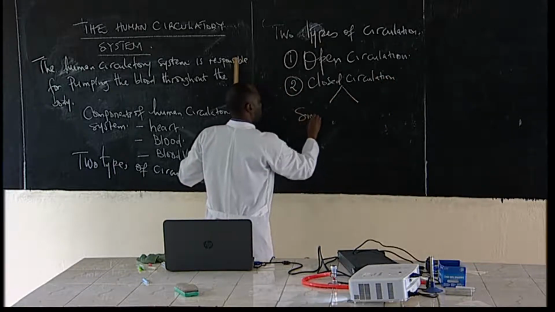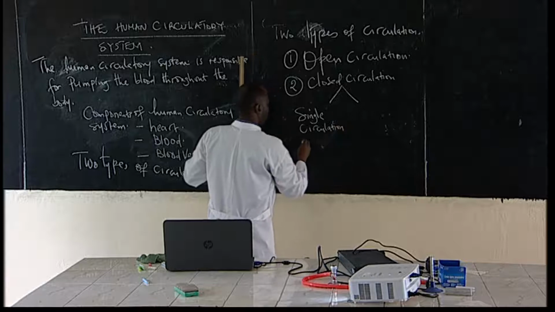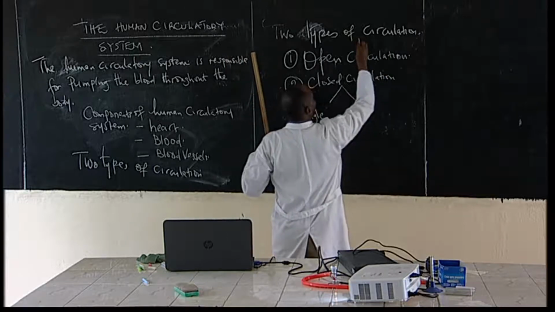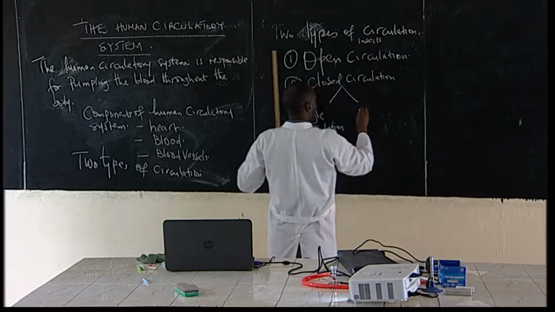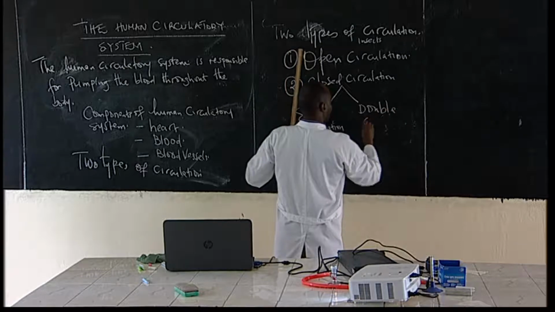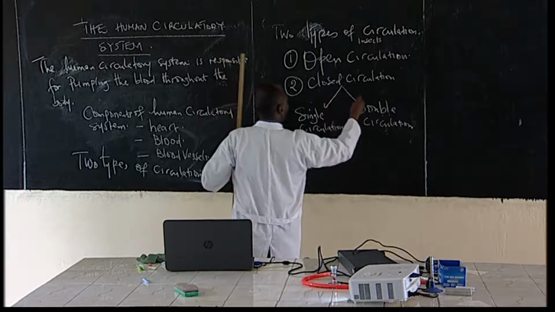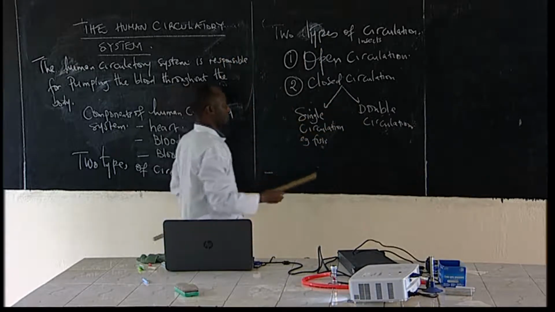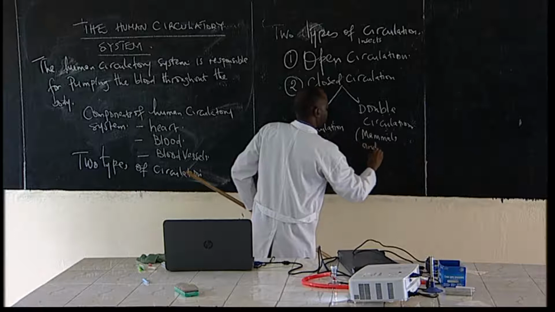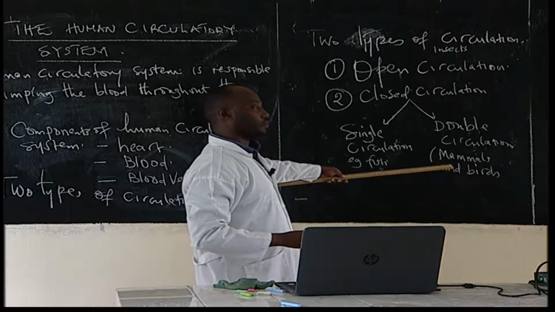We have a single saturation, which I've mentioned is normally found in fish, and the open system, we said, is found in insects. Under the closed system, we have a single saturation that is found in fish, and we also have what we call a double saturation. This one is found mostly in mammals and birds. And we are talking about the human circulatory system, where humans are also included in mammals.